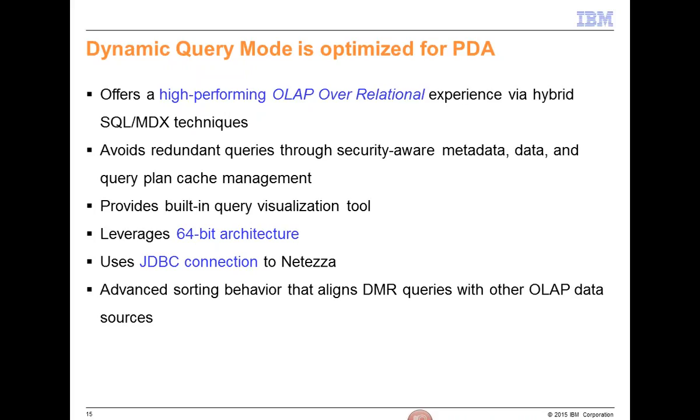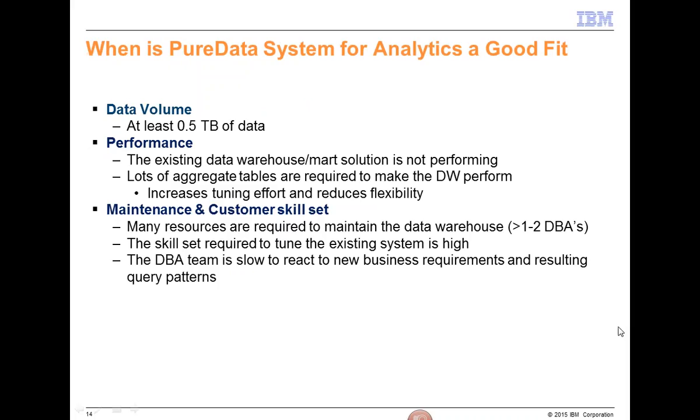So that talks about DQM, dynamic query mode. We've also got a JDBC connection directly to Netezza, so that will help your DMR queries as well as your OLAP data sources get data much quicker in return time.